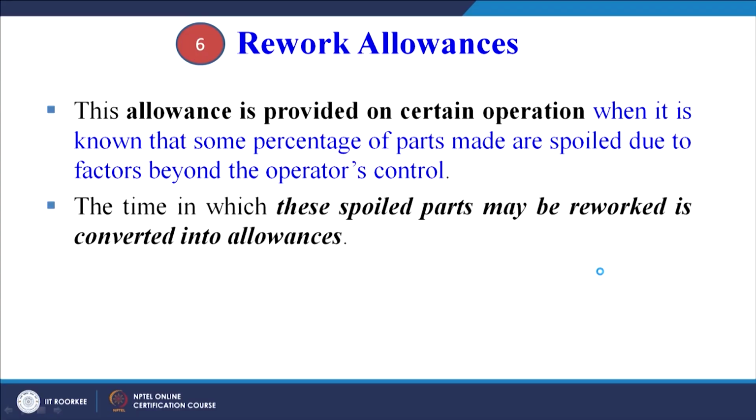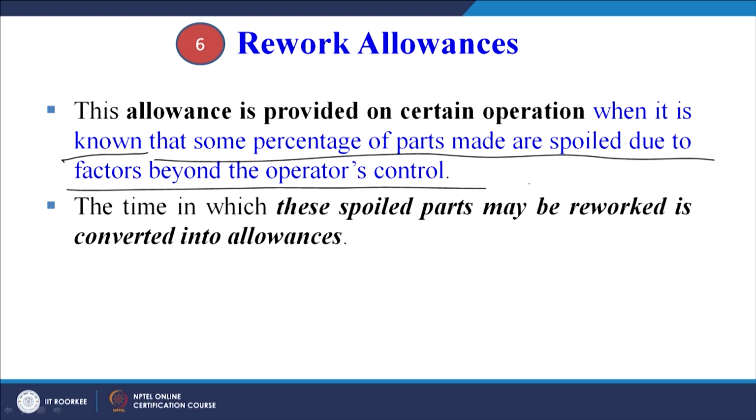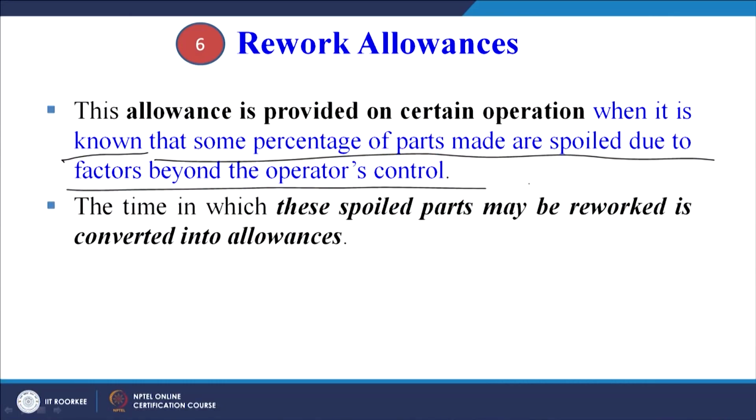Then rework allowances. This allowance is provided on certain operations when it is already known that some percentage of parts made are spoiled due to factors beyond the operator's control. So when we already know that the efficiency of production may not be 100%, and all parts may not pass the quality check, some of them will be rejected. In that case, a rework allowance is added. The time in which these spoiled parts may be reworked is converted into the allowance. So we know that these parts are defective, there will be some time required to rework these parts, so that much time can be given as an allowance.